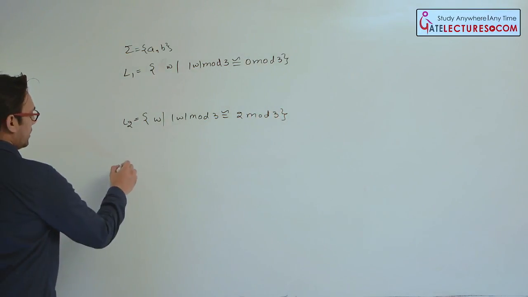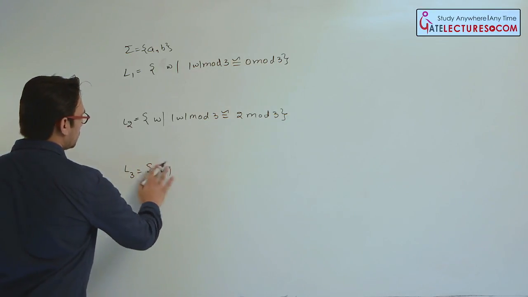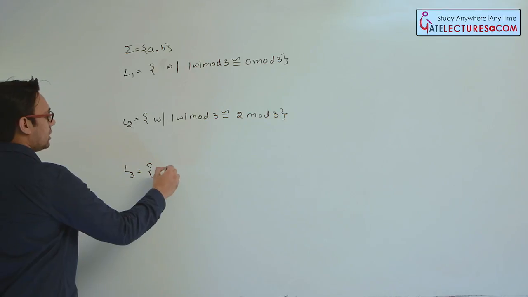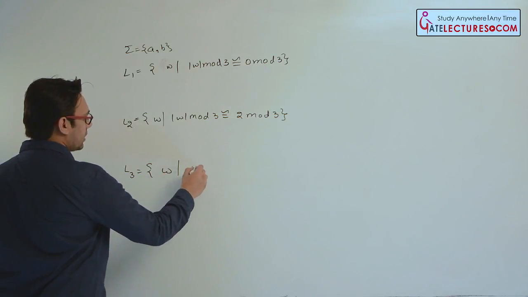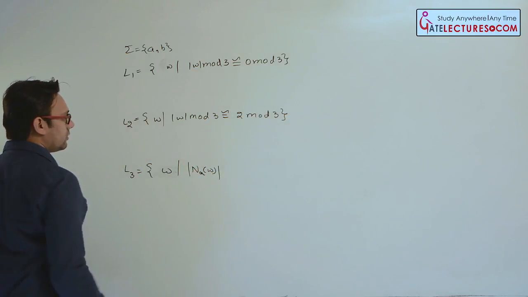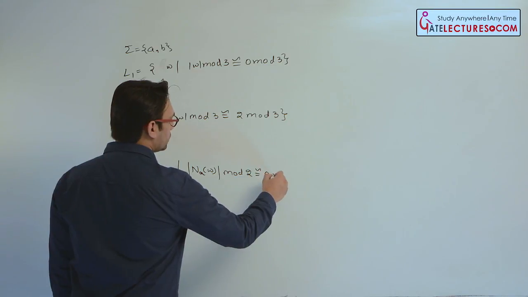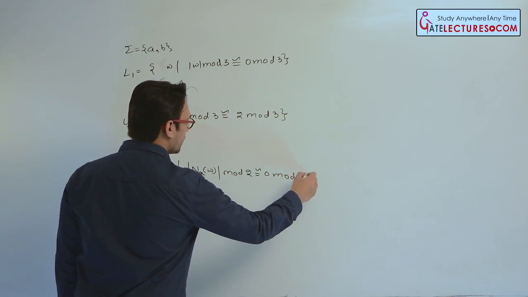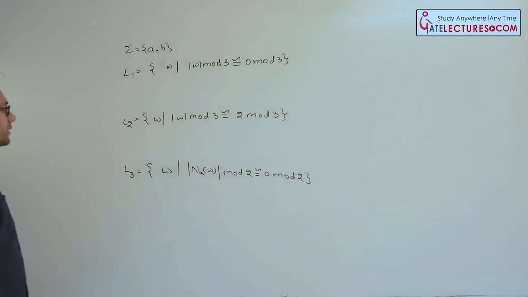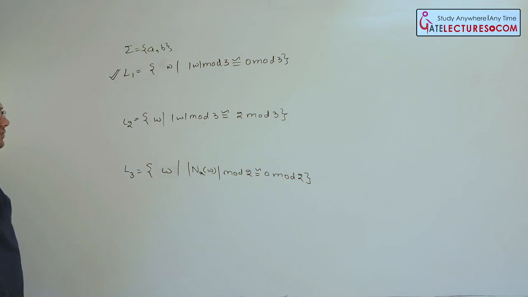Now let us say we have L3 is equal to W, such that the number of A's in the string W mod 2 should be congruent to 0 mod 2. Let us suppose we have these three languages. Now in the language L1, let us see what are the strings which are present.